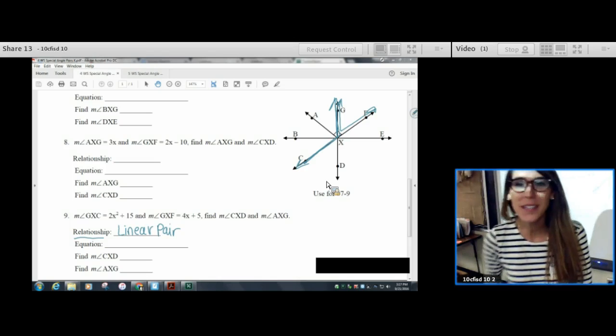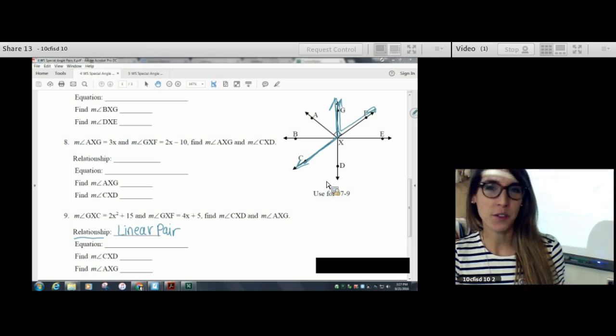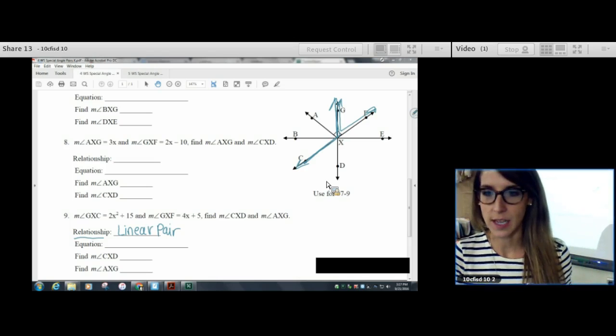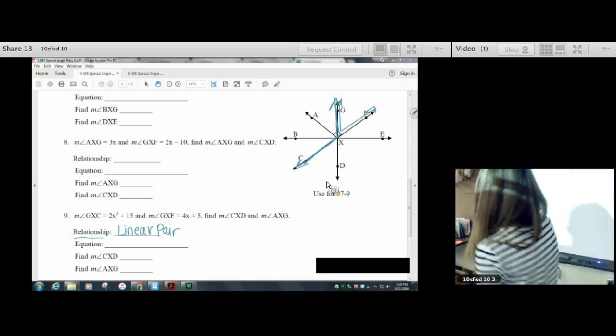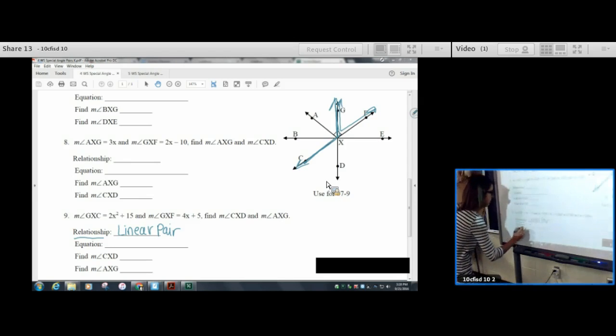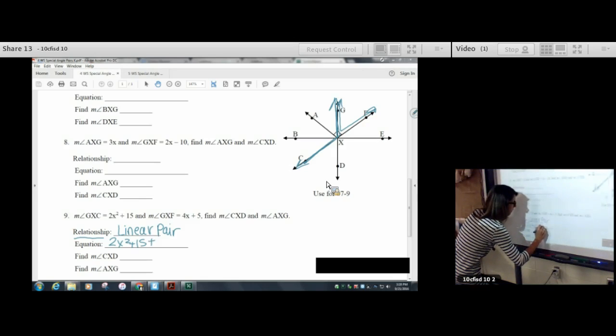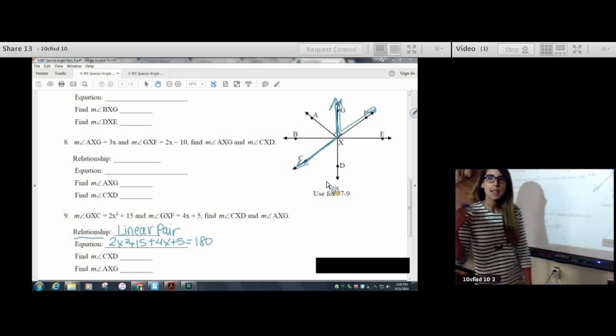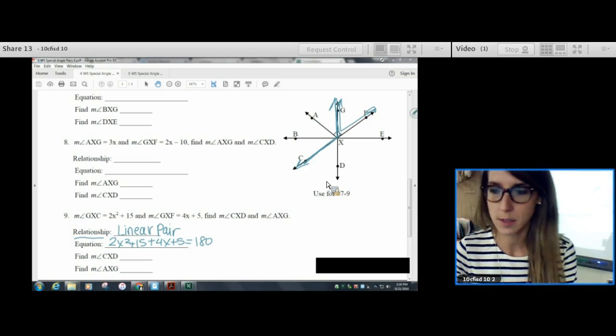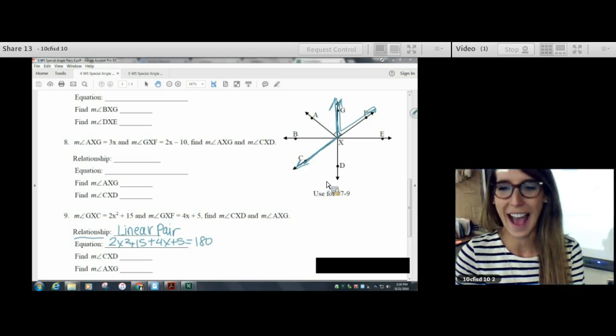And we learned a theorem today about linear pair. If two angles form a linear pair, then they are supplementary. So we're not going to set them equal. Supplementary means we add them: x squared plus 15 plus 4x plus 5 equals 180. Supplementary means their sum is 180, so you need to sum them. You need to add them.